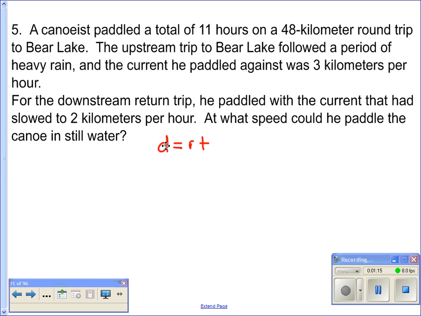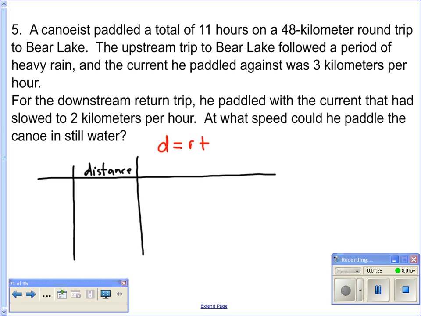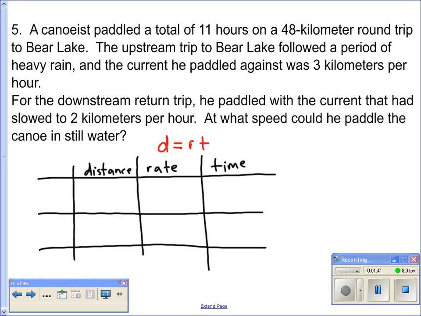Now, keeping that in mind, what I would do is go ahead and organize this information in a chart. Okay, and in the first column, I would label this distance. And then I would label this rate. And then I would label this time. And then I would come over here to the other side, and I would label one of the rows going upstream, one down. And then I would give myself a total.